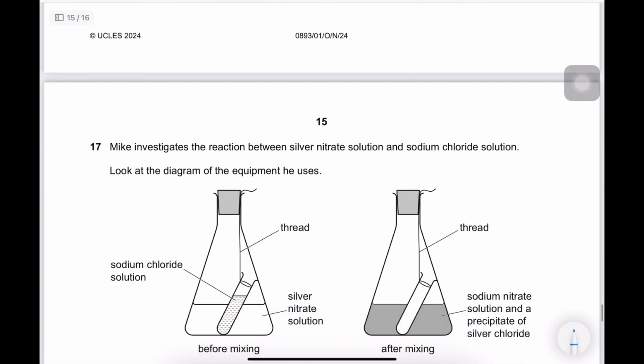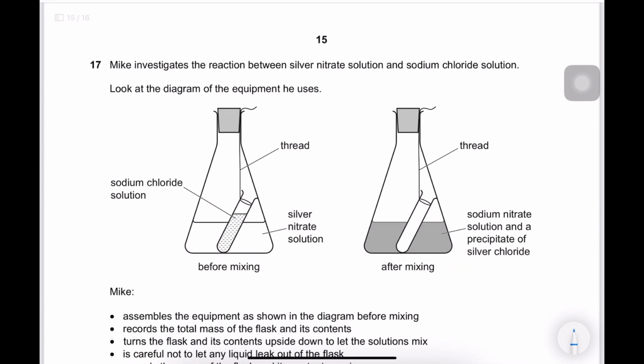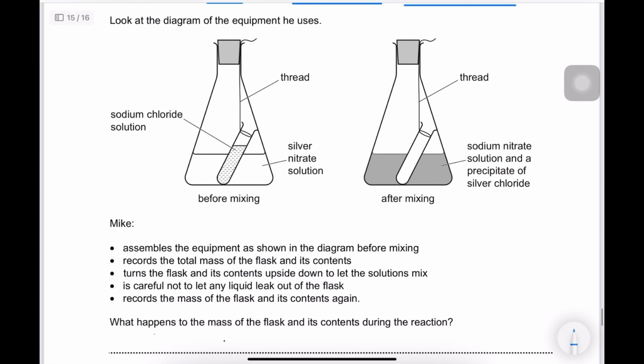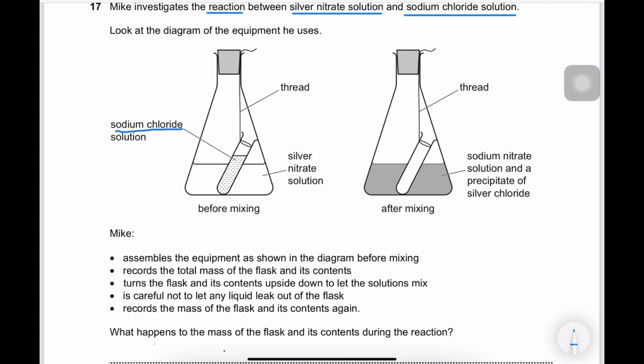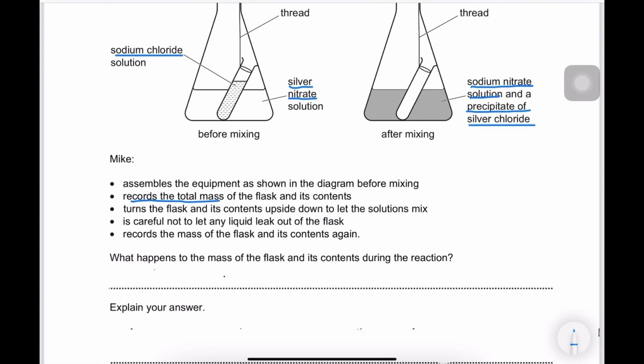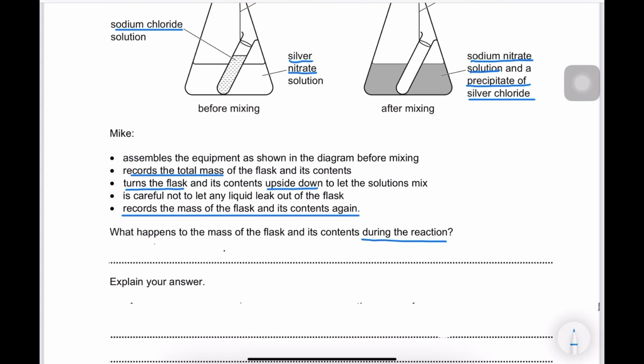Question 17 is about mass conservation in reactions. In Mike's experiment, he mixes silver nitrate and sodium chloride. The question asks what happens to the mass of the flask and its contents. The answer is, the mass stays the same because of the law of conservation of mass.